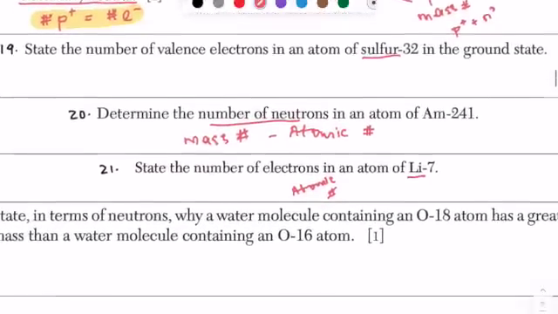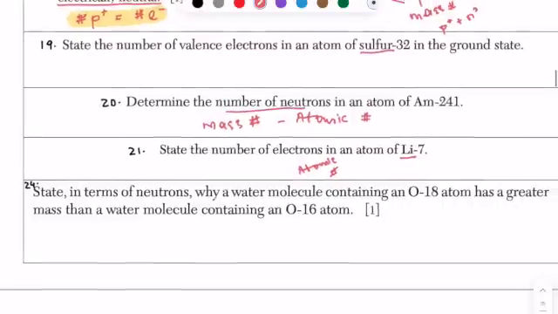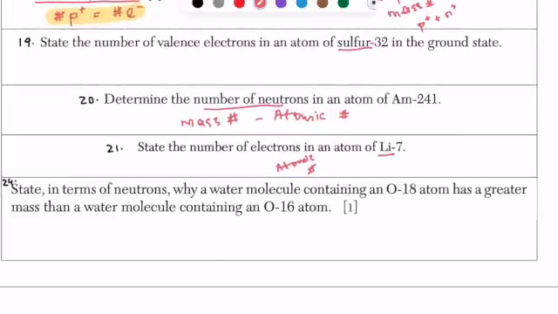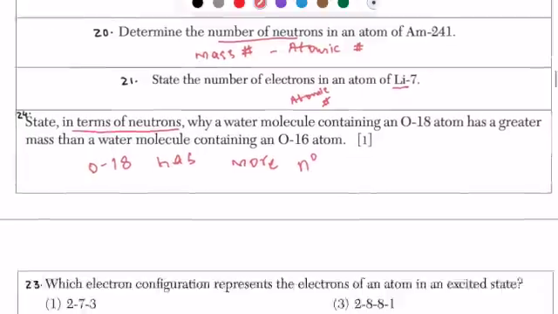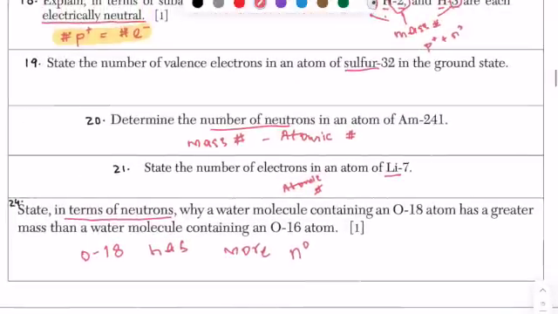And then: state in terms of neutrons why a water molecule containing an oxygen 18 atom has a greater mass than a water molecule containing oxygen 16 atoms. The question says in terms of neutrons. So to answer this question, you can just say oxygen 18 has more neutrons. Once again, these are 2 different forms of oxygen, so they have the same number of protons. The only thing that's different will be the number of neutrons. Or you can also say that oxygen 18 has 2 more neutrons. That is also totally fine.